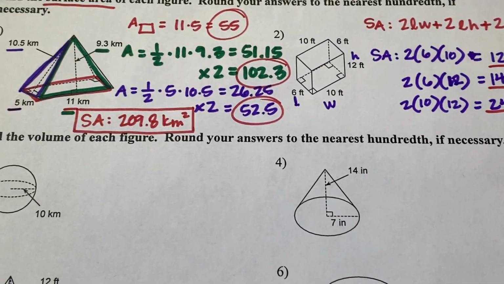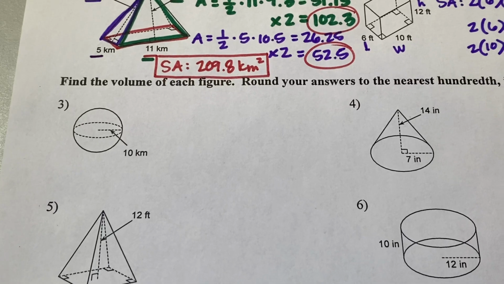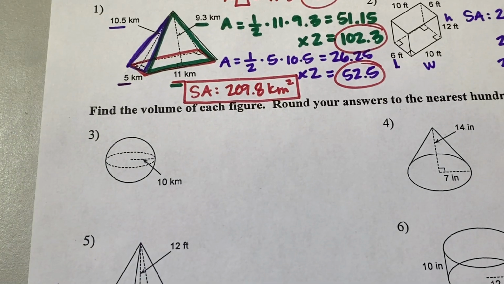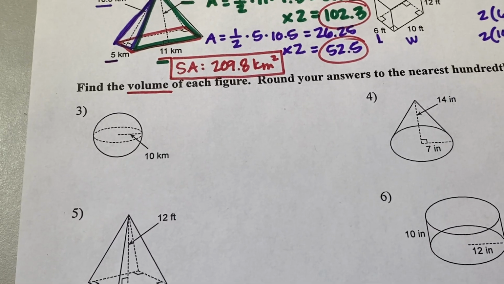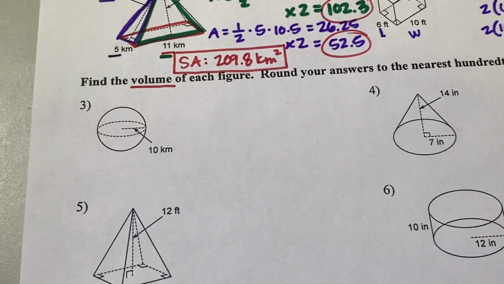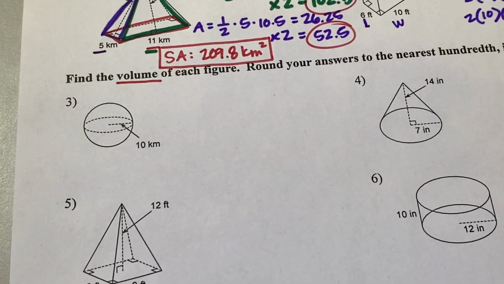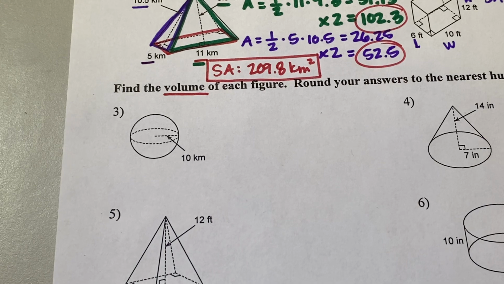Alrighty. For numbers 3 through 6, what are we doing? We're not finding surface area anymore. We're finding the volume, or in other words, how much space is within these solids. Let's look at number 3. What shape is number 3? It's a sphere.